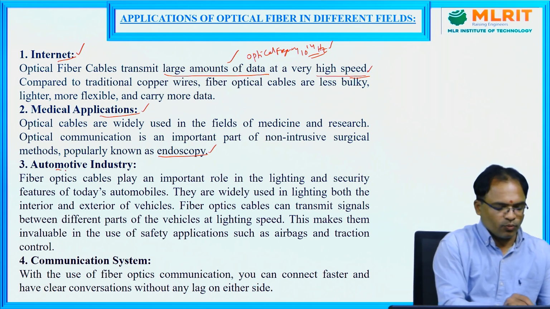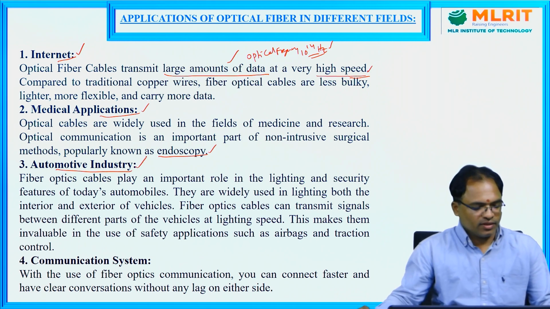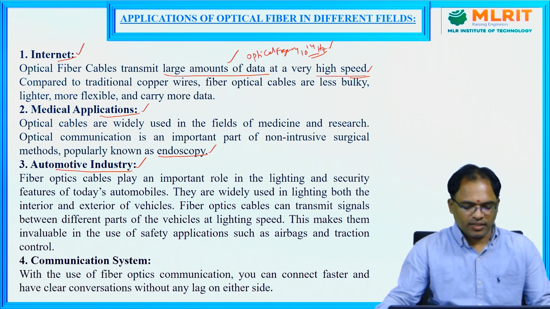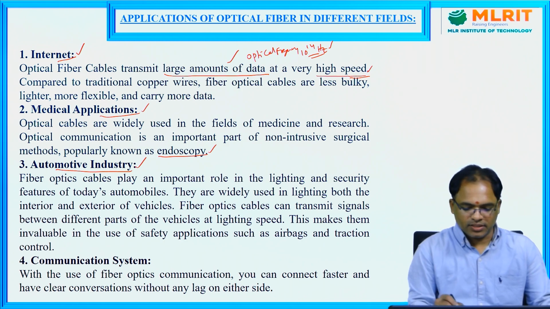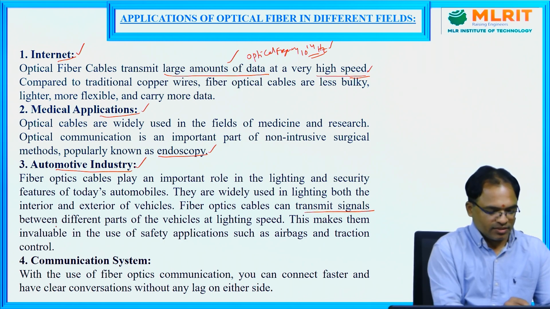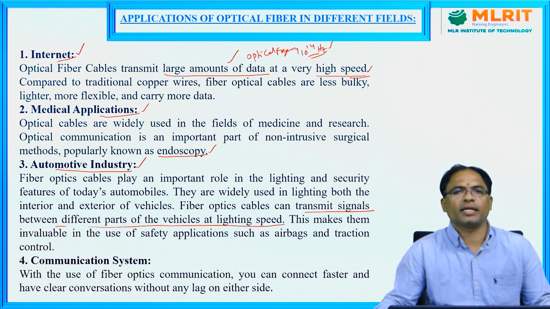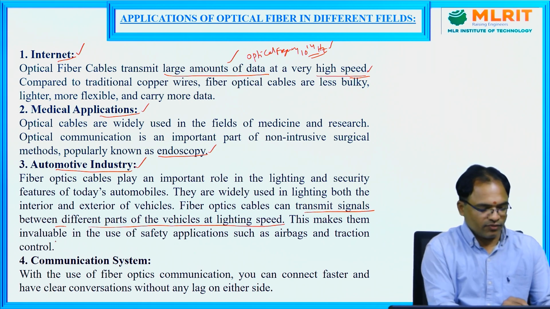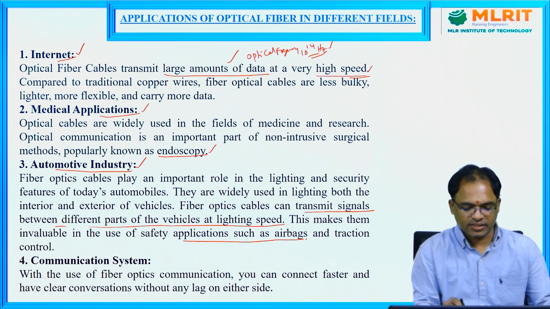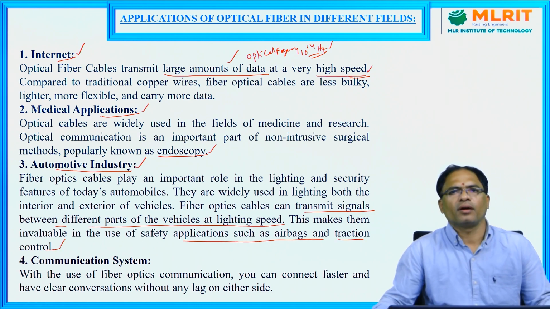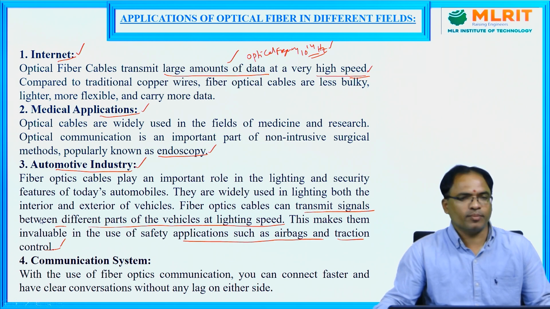Next, automotive industry. Even in automotive industry, optical fibers are used. Particularly, optical fiber cables transmit signals between different parts of vehicles at lightning speed. This makes them invaluable for safety applications such as airbags and traction control. So, in the field of automobile also, these optical fibers play an important role.